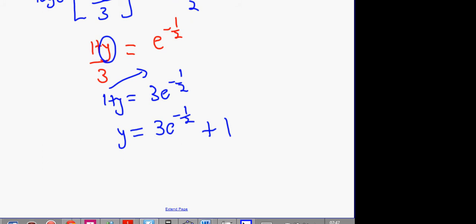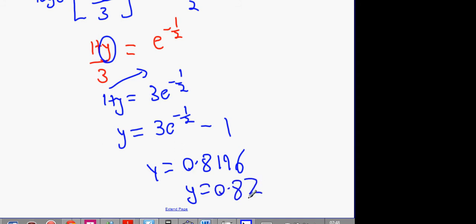And once that's done, what you're going to end up with when you put that into your calculator is y equals 0.8196, or y equals 0.82, correct to 2 decimal places. Okay, are we happy with that?